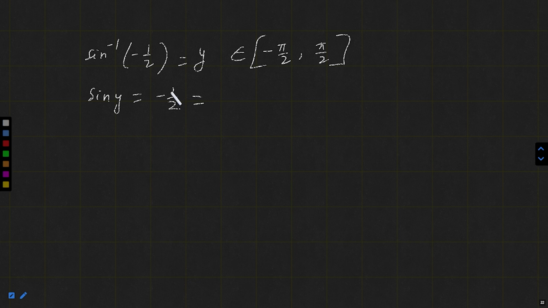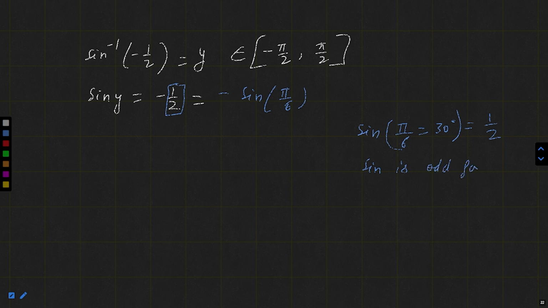Okay. And we know that the 1 by 2 is the value of sine pi by 6. Sine pi by 6 means 30 degree. At sine 30, what is it? 1 by 2. Yes. So this means minus sine pi by 6. Okay. And we also know that sine is an odd function. What does it mean? This means sine of minus x is equal to minus of sine x.